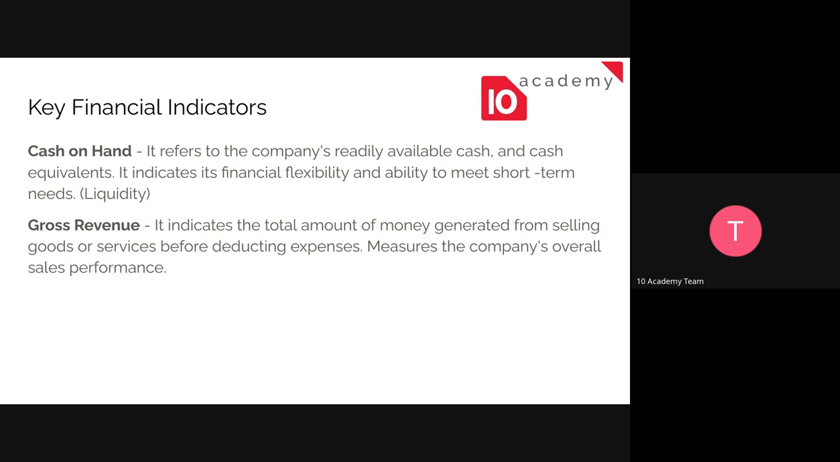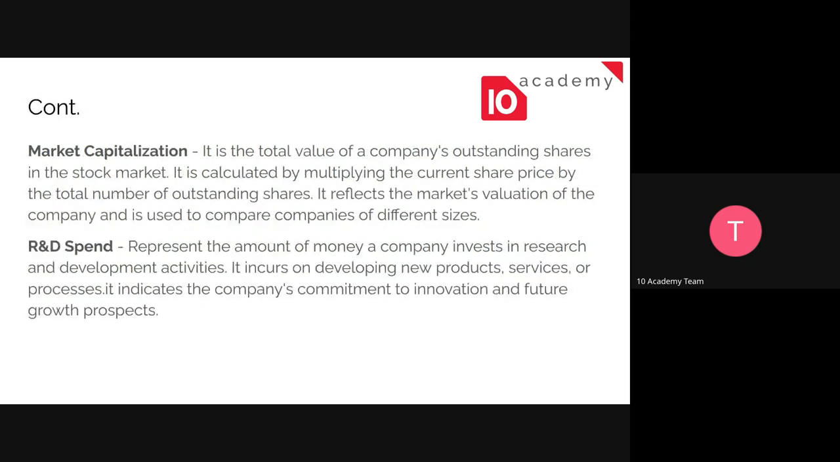Sorry. So the next one is gross revenue. Gross revenue is the total amount of money that's gained from selling goods or services. This is just the amount of money. It doesn't include any expenses. It might exclude any expenses or taxes. So it's just the money we receive from the customer when we provide the service or sell the goods. It just shows the overall sales performance of the company.